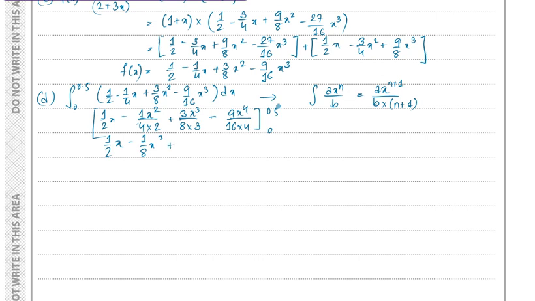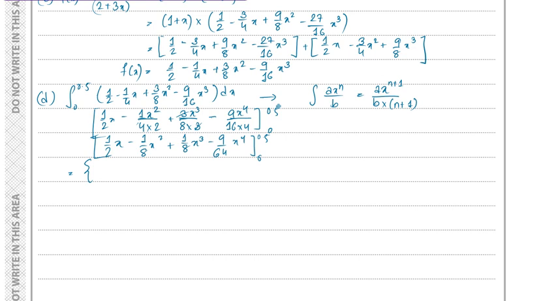So this would be 1/2 x minus 1/8 x squared plus, the 3 will get cancelled, so this would be 1/8 x cubed, and minus 9/64 x to the power of 4. Again brackets, the limits 0.5 and 0. So we will do it separately now.